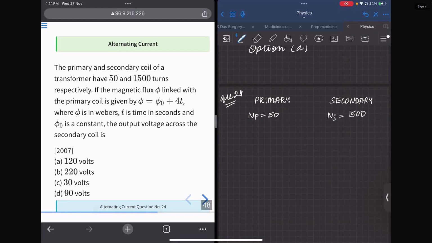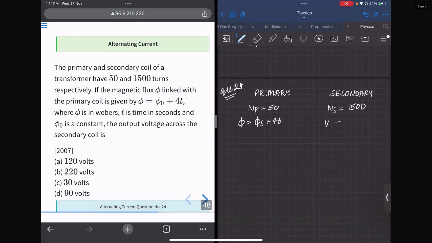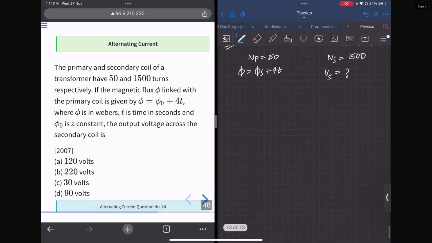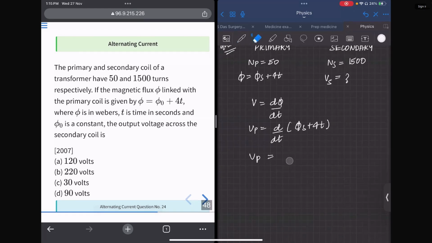And they have given the magnetic flux linked with the primary coil phi is equal to phi s plus 4t, where phi is in Webers. Okay, so we have to calculate the output voltage. We need to find out Vs. So we know from the previous chapters, from the magnetism unit, that V is actually d phi by dt. So Vp can we write as d by dt of phi s plus 4t. So Vp is d by dt, which comes out to be 4 volt.